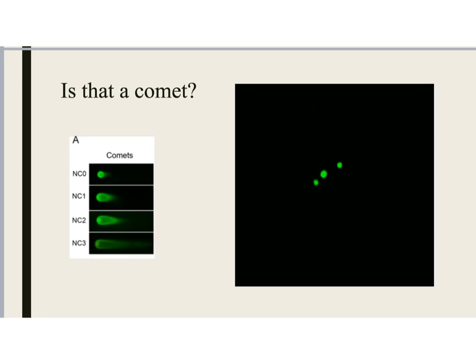Next, we looked at comets under the microscope, and based on the chart, for one, I did not have enough comets to rate because it said you needed 50 or more to be able to rate them. But based on my 3, I don't think I have a comet, so I would give it a 0 because it should have a tail right here. As you can see in some of these, they're fragmenting off, and that's what creates that tail. It's the damaged DNA. So it looks like mine is pretty healthy.